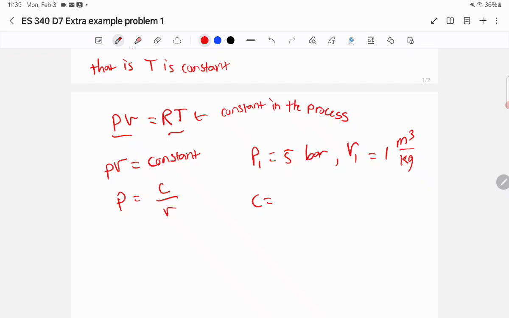C has to be equal to, let's put this as 5 times 10 to the 2 kilonewtons per meter squared times 1 meter cubed per kilogram, which means that it's equal to 5 times 10 to the second kilojoules per kilogram. Just makes our work a little bit easier here.